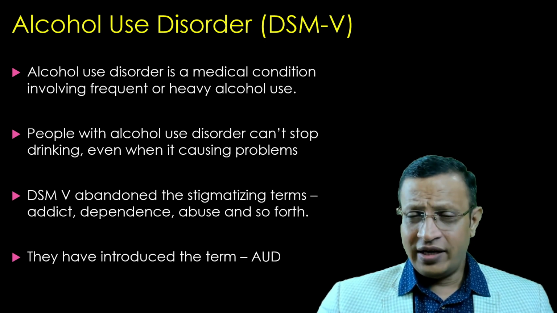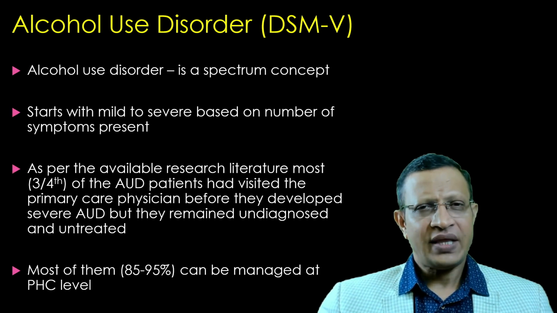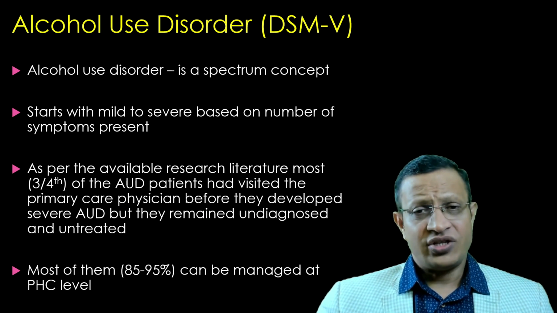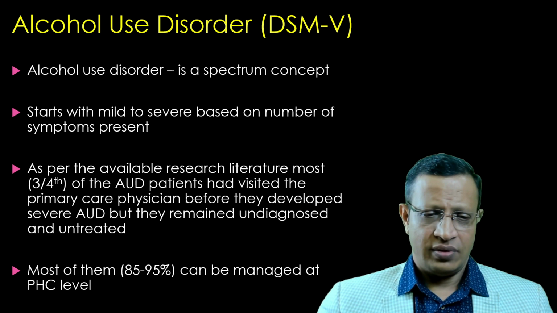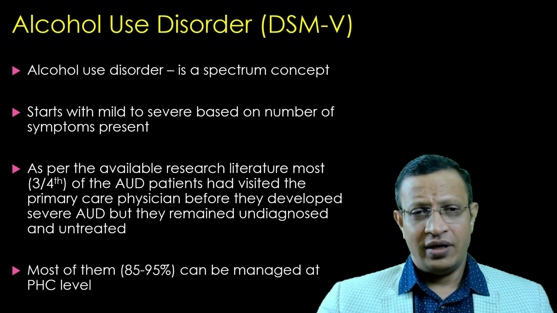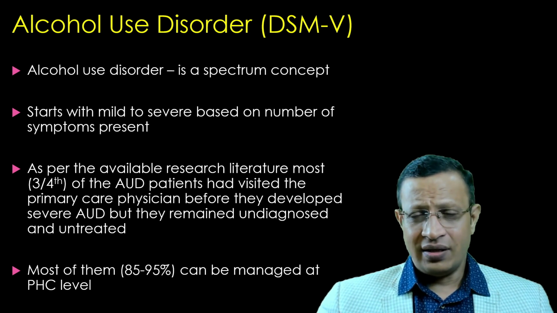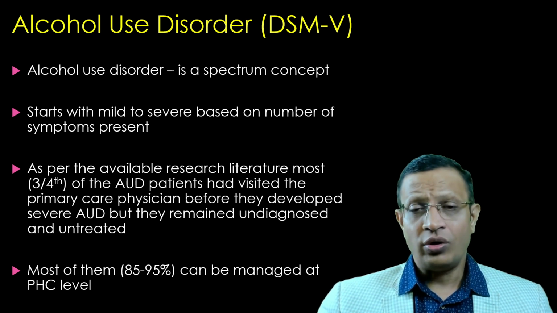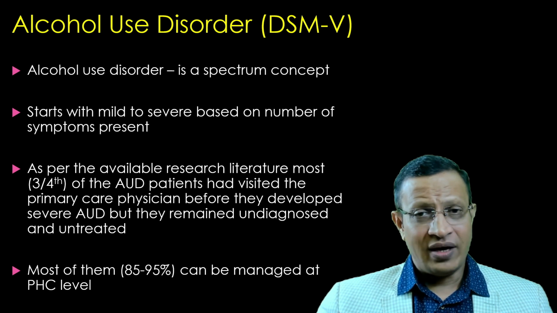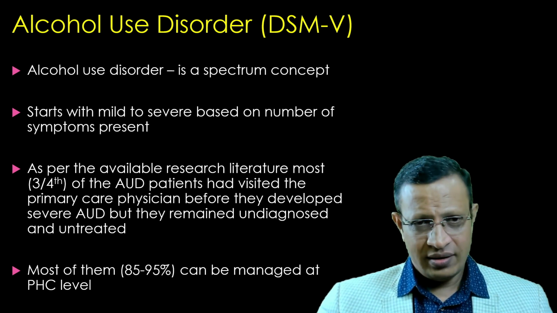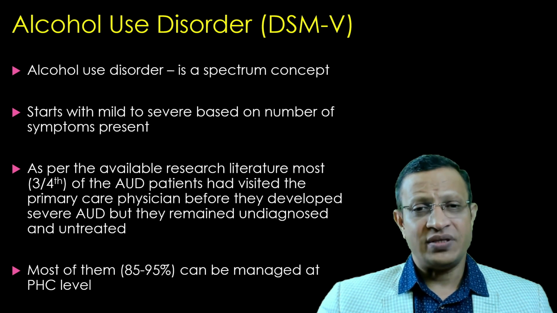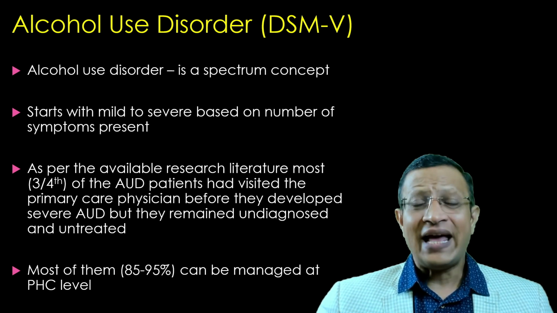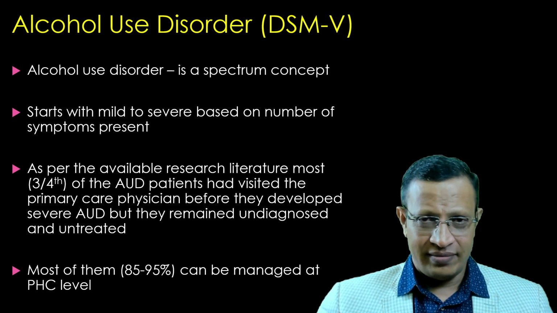At the same time, it takes care from the problematic user to the dependence pattern. As I mentioned, it starts with the mild disorder and goes to the severe form. As per the available literature, three-fourths of alcohol use disorder patients have visited a primary care physician in the year before they developed severe alcohol use disorder. That means we can recognize this in the primary healthcare center. And 85 to 95% of these alcohol use disorders can be easily managed at primary health care.